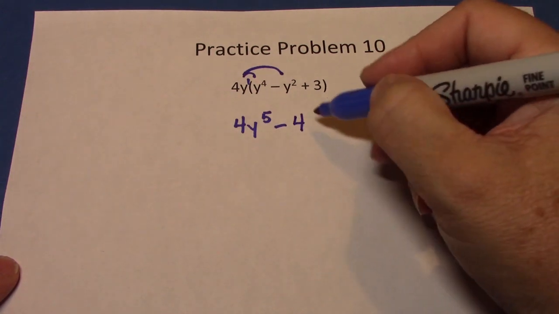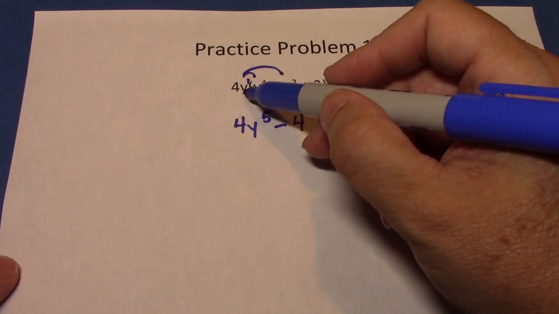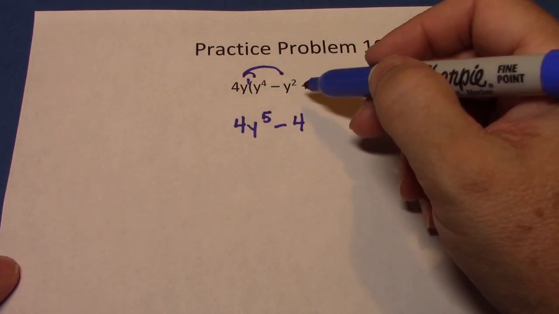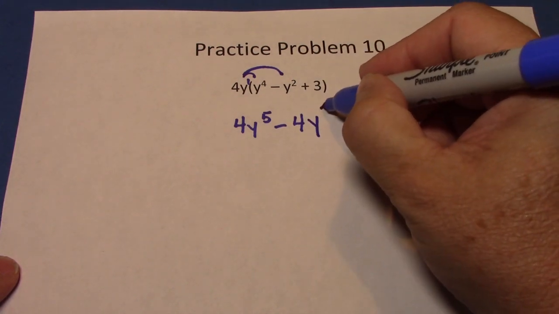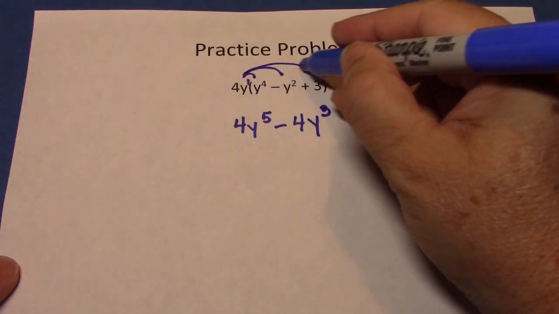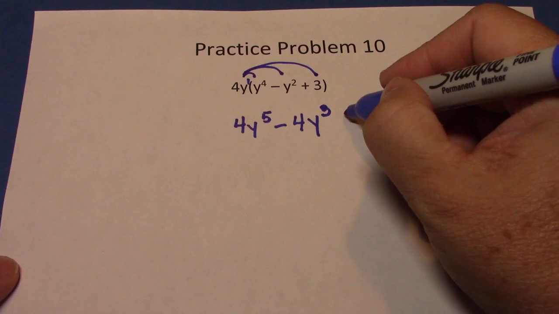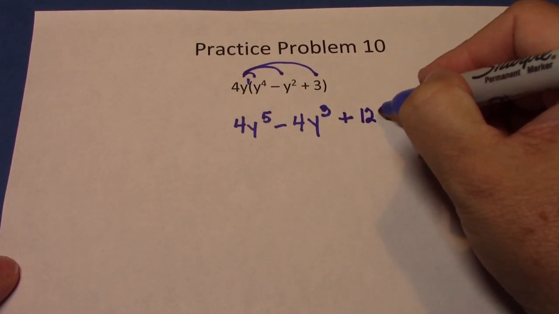Next, we're going to multiply 4y times y squared. That will give us a coefficient of 4, and then this will be y to the 1 plus 2. That's y to the 3rd. And then, of course, multiplying this term, 4y times 3, it's positive, that will give us 12y.